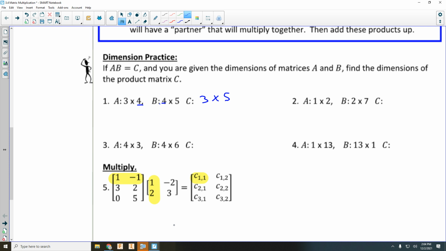We first have to understand what the result's going to be, and then how you match them up to multiply them together. How do you get 3 by 5? Because that's the rows from the first one and the columns from the second one. The insides have to be the same, but the answer will be the outsides.